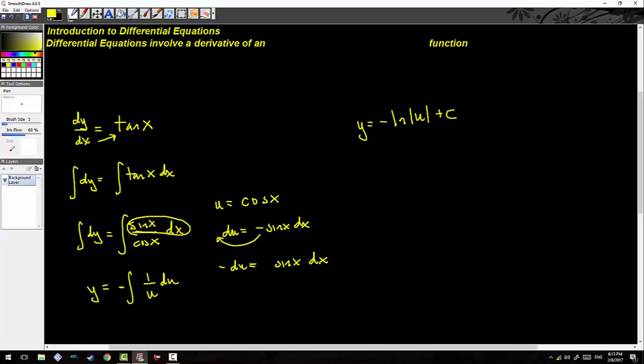Well, what was u the entire time? Well, that's cosine. So y is equal to the negative natural log of cosine of x plus c. Now, you could leave it like that. What you find, though, is that some books and your answers on the AP exam will most likely kick it in and call it y equals natural log of the absolute value of secant plus c.